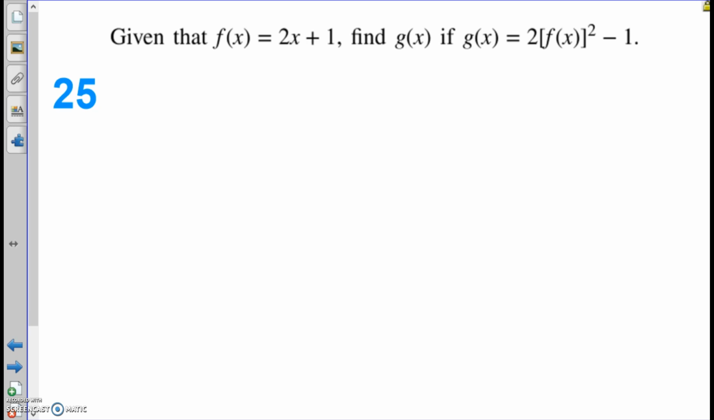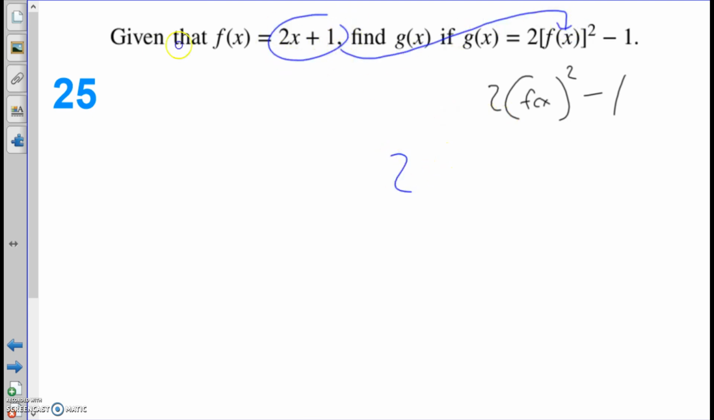So number 25. Given that the function f of x equals 2x plus 1, find g of x if g of x equals 2 times f of x squared minus 1. These brackets are kind of like parentheses. They're saying, whatever f of x is, it's 2 times that squared minus 1. And since we are told what f of x is, that's what we want to put in place here. So it's 2 times 2x plus 1 squared minus 1.